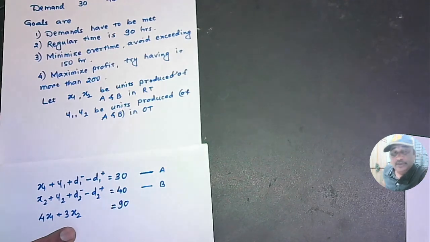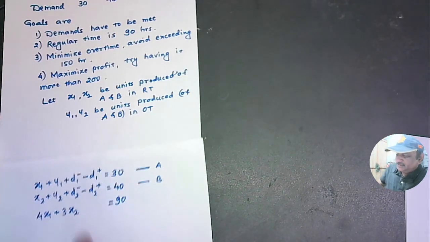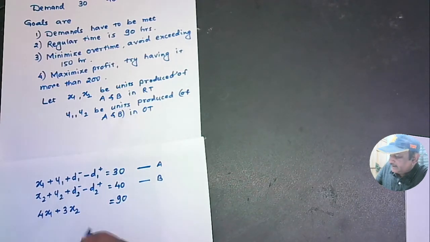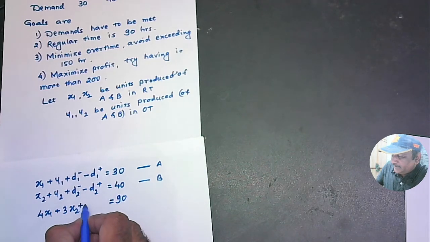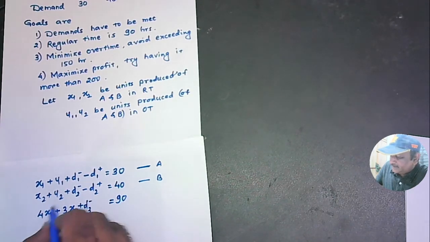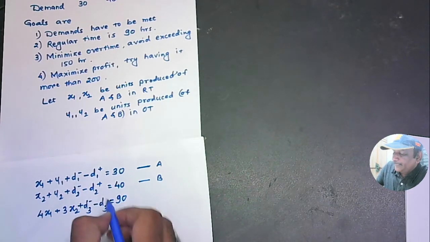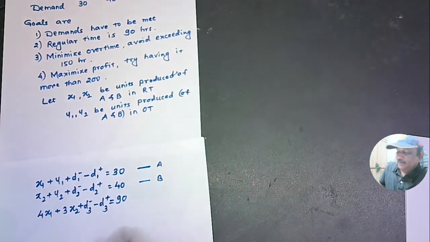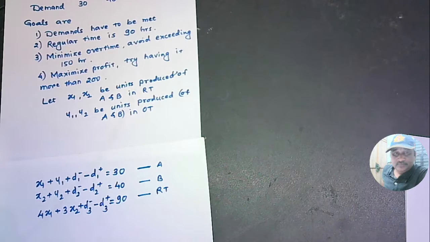Again there will be overachievement or underachievement of the time, right? So this time may be less than 90, and if that is, I will have to add the underachievement time, that is d3 minus, and if this is more than 90, then I'll have to subtract d3 plus. This is the regular time constraint.